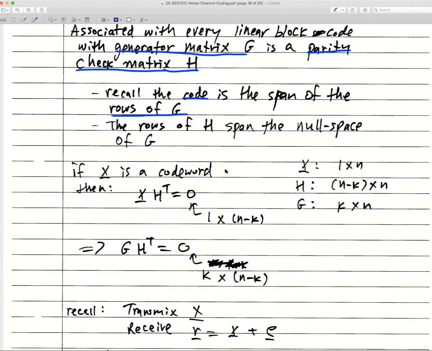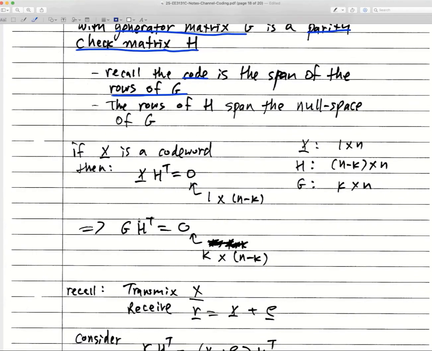The way I want you to see it is that H is going to be such that G H transpose equals 0. It's the matrix H that makes it so that when you multiply its transpose by G, you get 0. What this means is that if X is a code word, then X H transpose is going to equal 0. And the size of this is n minus k, which is the number of redundant bits.